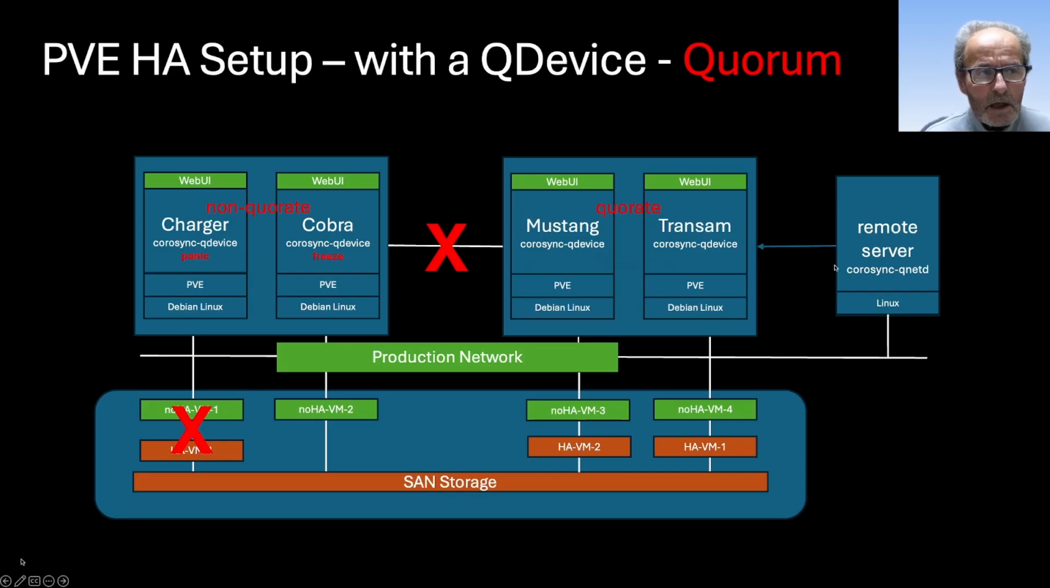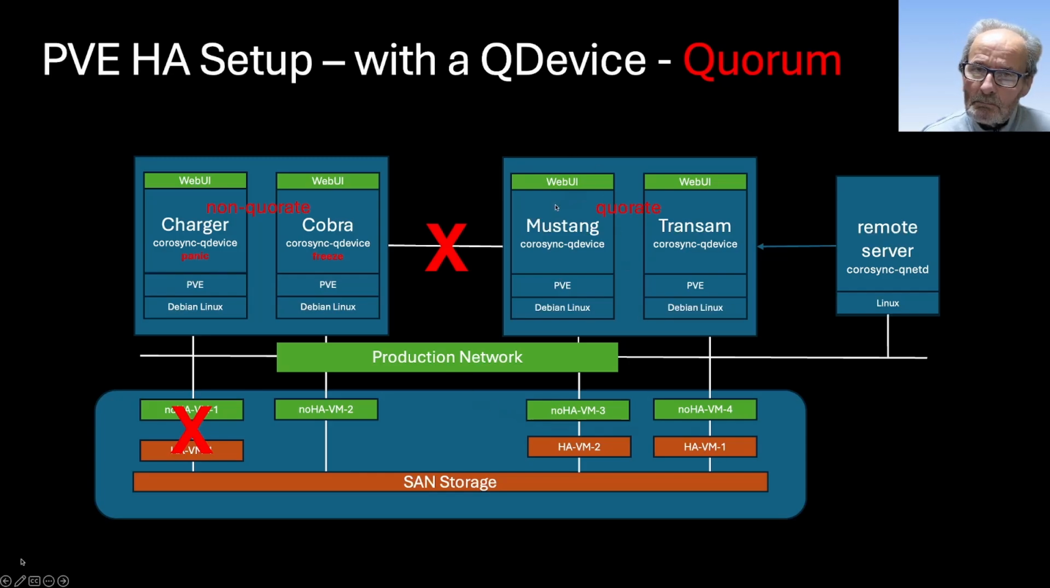The cluster with the Coruscant daemon attached to it can continue to work now, so it will take over control of the HA-VM1, which originally was on Site A. It'll take control of that and start it up.